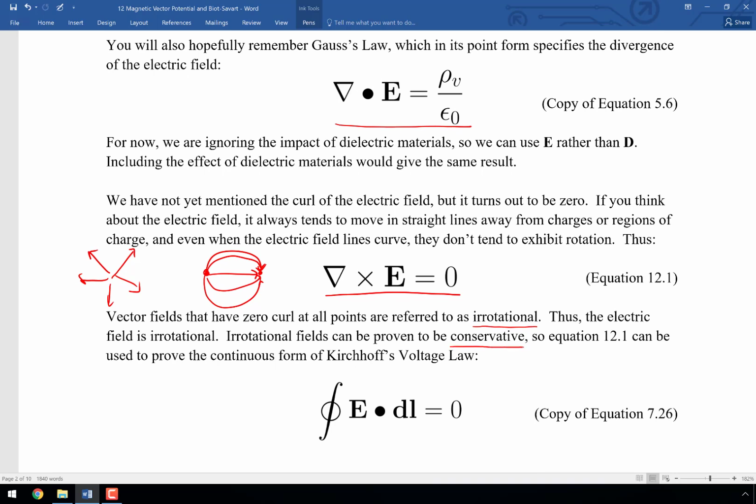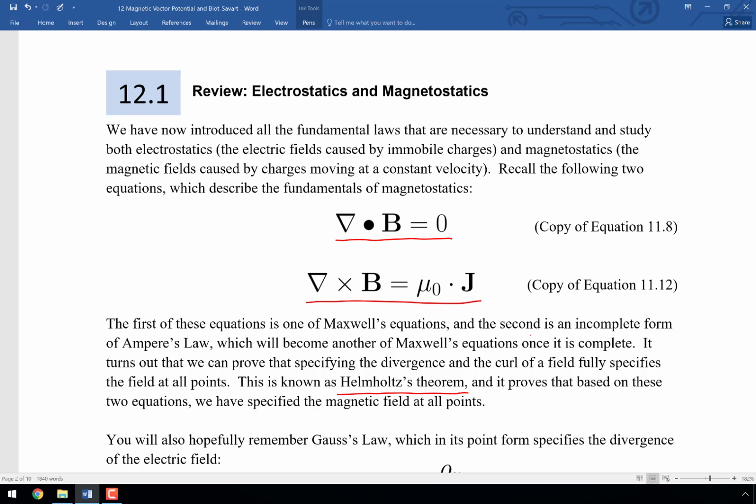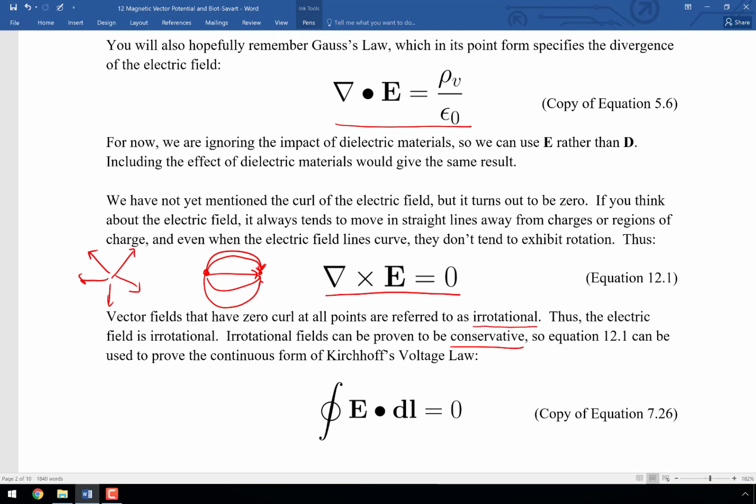If you remember when we talked about conservative fields, we saw that if you do any closed loop around a conservative field, you're going to find that the closed loop integral always must equal 0. So this is Kirchhoff's voltage law. Ultimately, Kirchhoff's voltage law can be proven to be true because the electric field is irrotational. So that's just a quick review of magnetostatics and electrostatics. Just one more quick thing. Take a moment and realize that the divergence of B is equal to 0 and the curl of E is equal to 0.